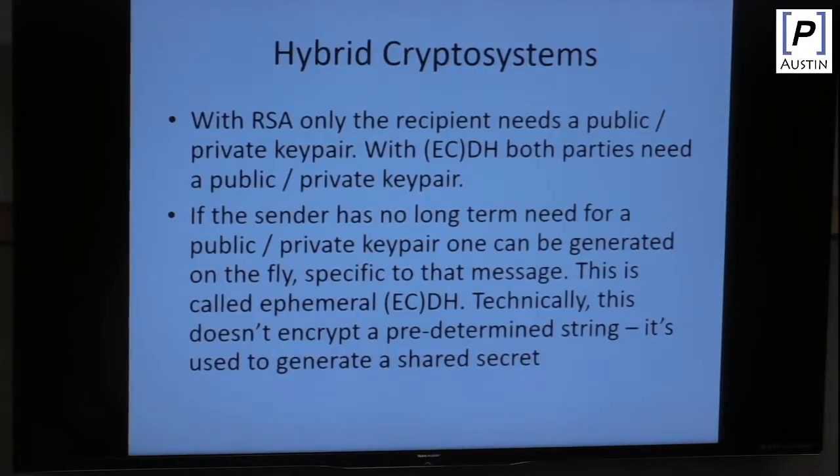You generate a key pair for the recipient on the fly, and then distribute that message. That's called ephemeral Diffie-Hellman key exchange, or elliptic curve ephemeral Diffie-Hellman key exchange. So that's what encrypting a predetermined string is: generating a shared secret. In the case where you're generating a one-time disposable key specific to that message, it's still conceptually a shared secret with this one-time key.